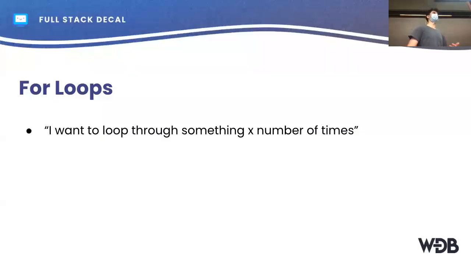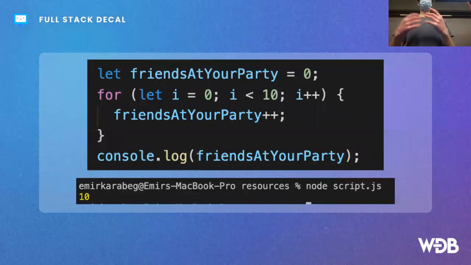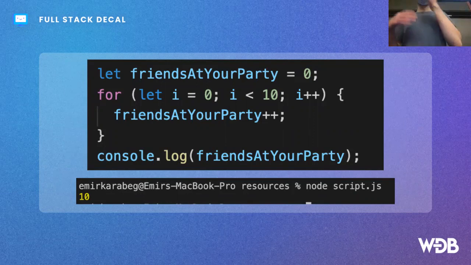A for loop is a little bit different. You're like, I know I want this operation to happen X number of times. So that's when you're going to use a for loop. So we're going to say this variable friends at your party, we're doing the same thing again. And we know we only want 10 people at the party. So we're setting it to 0.